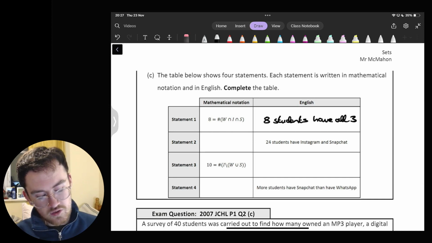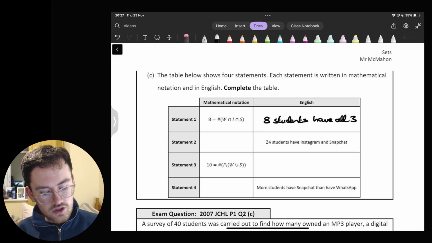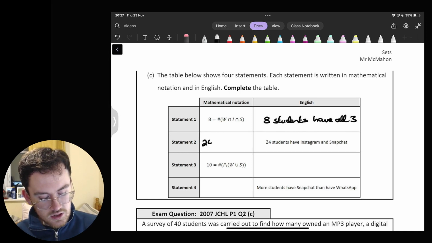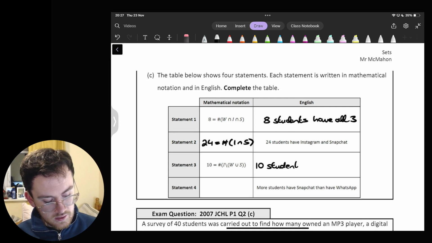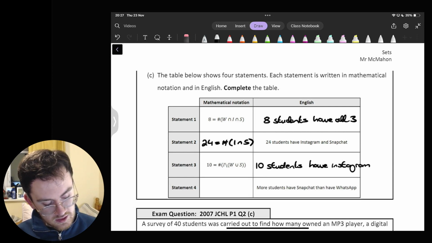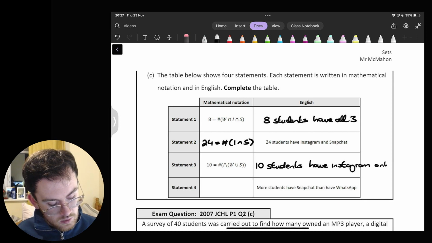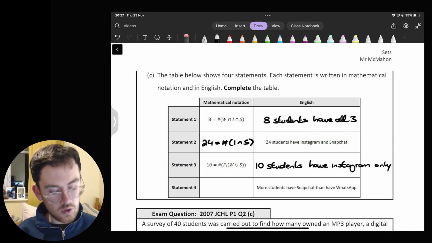So 8 students have all 3 apps. 24 students have Instagram and Snapchat, so 24 is equal to the cardinal number of Instagram and Snapchat. So 10 students have Instagram only. Because this is Instagram, take away WhatsApp and Snapchat, so Instagram only.